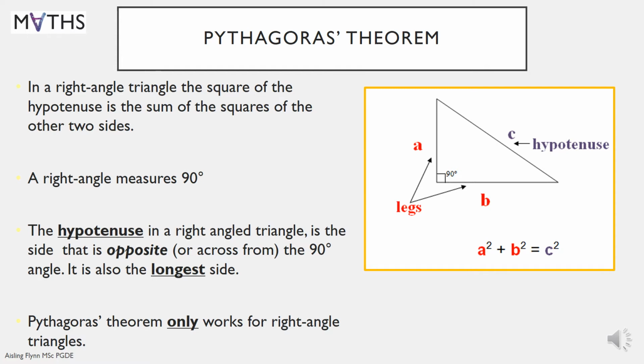It's important to note that Pythagoras' theorem only works for right-angled triangles. So if you have other triangles that don't have a 90-degree angle, it will not work.